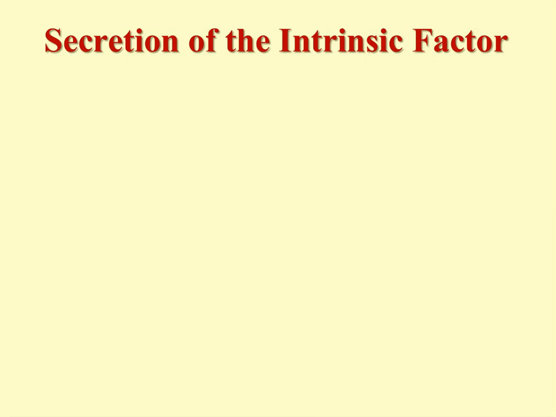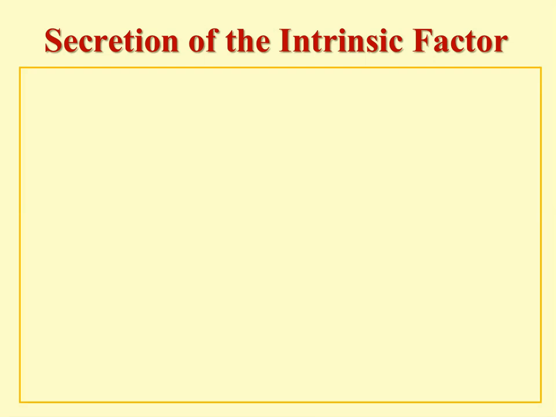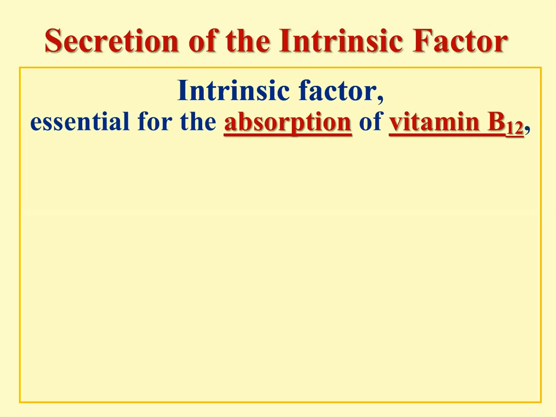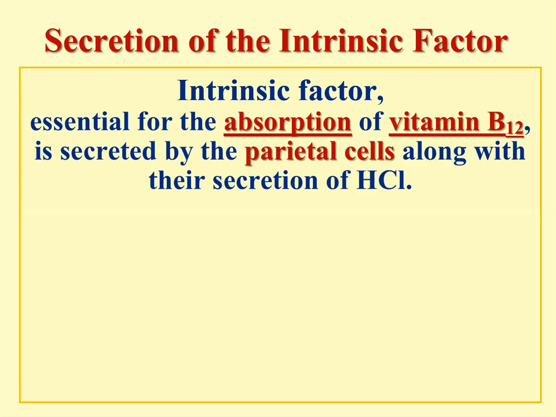Secretion of the intrinsic factor. Let's come back to another factor produced by the parietal cells. As already mentioned, it's essential for absorption of vitamin B12. Vitamin B12 first is protected from destruction by the hydrochloric acid in the stomach. First intrinsic factor binds to the vitamin, and as a result it's not destroyed in the stomach.